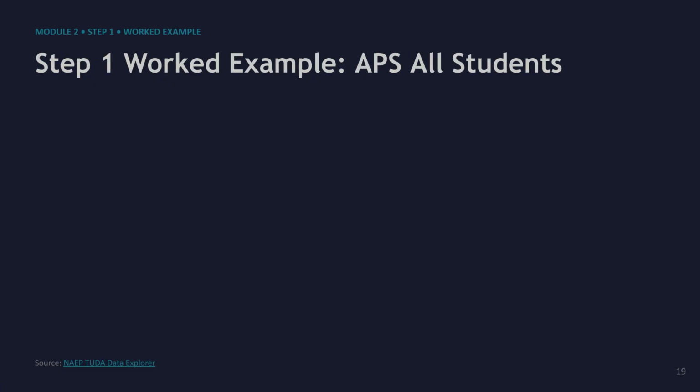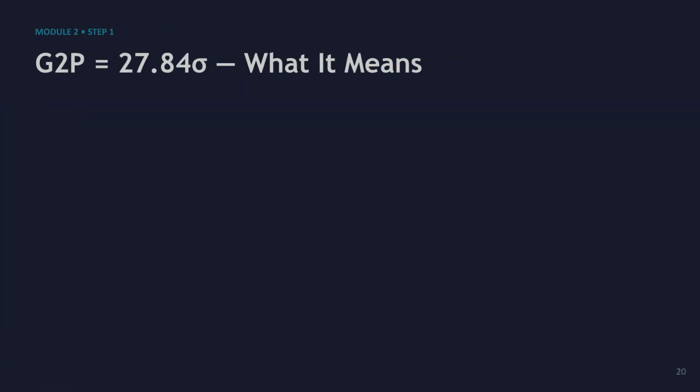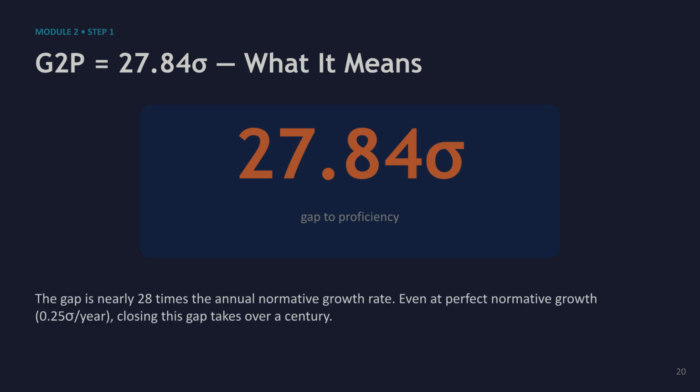In this worked example for APS all students, the gap to proficiency is 27.84 sigma. This calculation shows the distance from the NAEP Grade 4 Reading Proficiency Cut score of 238. A G2P of 27.84 sigma means the gap is nearly 28 times the annual normative growth rate. Even at perfect normative growth of 0.25 sigma per year, closing this gap would take over a century. G2P provides 2 key insights.